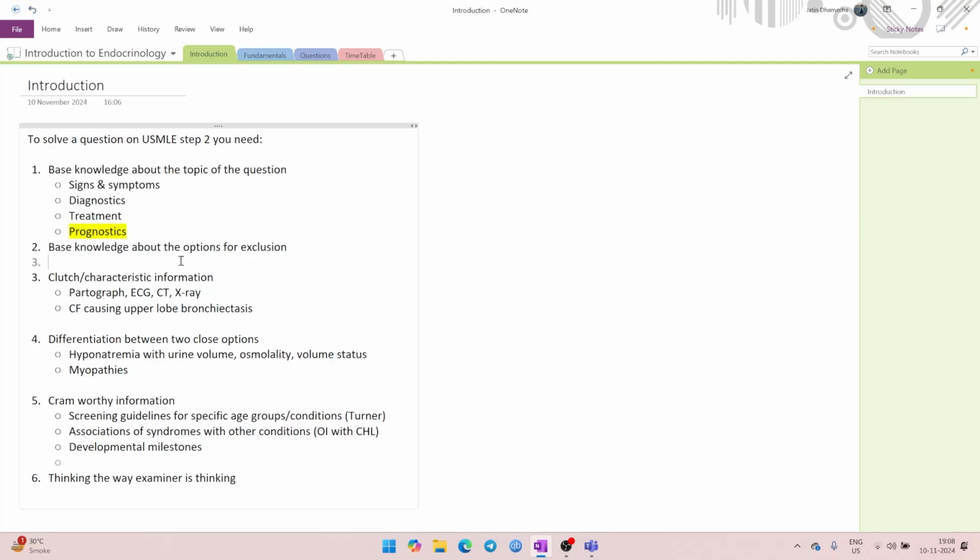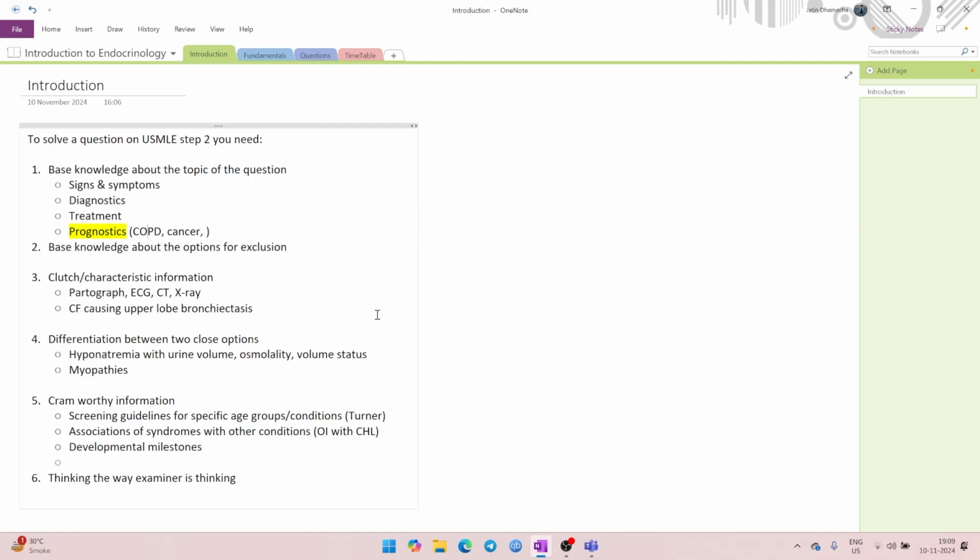Prognostics is something that I feel you should focus on, because that is the trajectory where step two is going. So you have to know the base knowledge of the topic of the question, and that will include sign, symptom, diagnostic, treatment, prognostic. And you need to know the same things about the options as well.